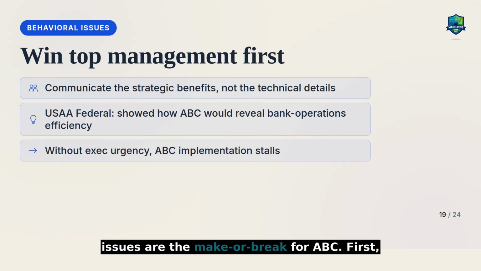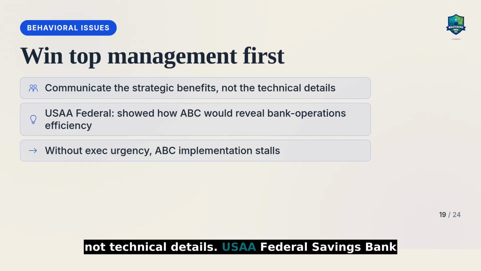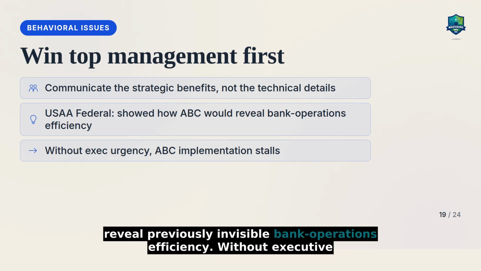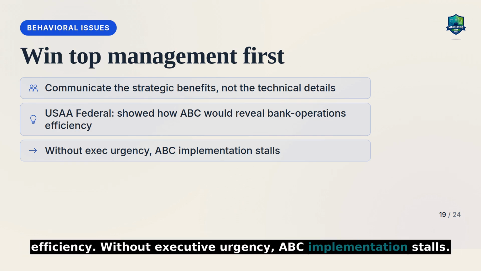Behavioral issues are the make or break for ABC. First, win top management support. Communicate strategic benefits, not technical details. USAA Federal Savings Bank made the case by showing how ABC would reveal previously invisible bank operations efficiency. Without executive urgency, ABC implementation stalls.